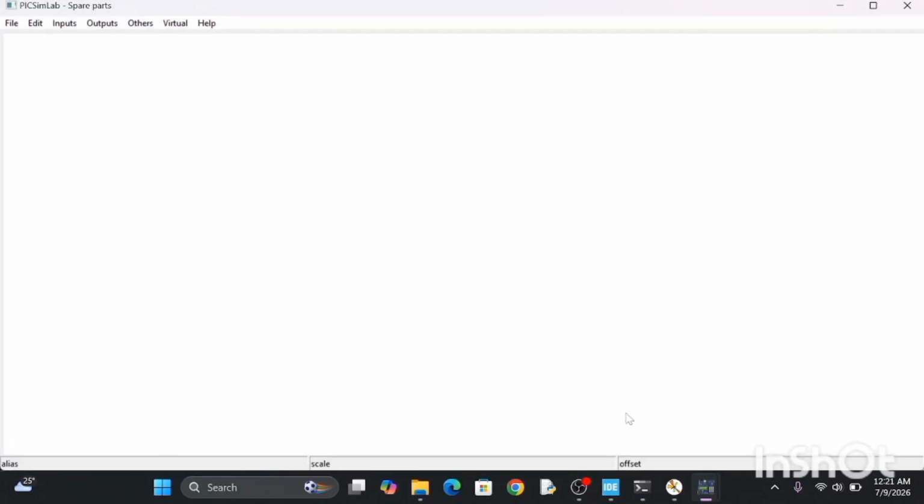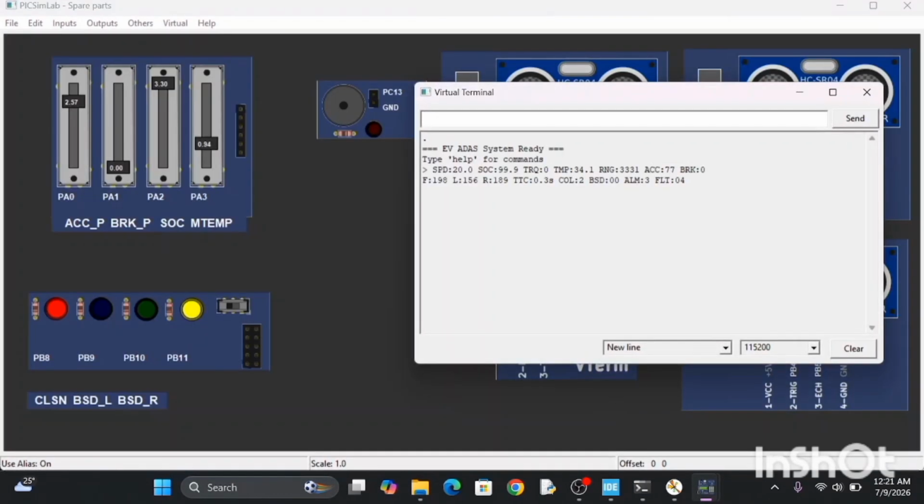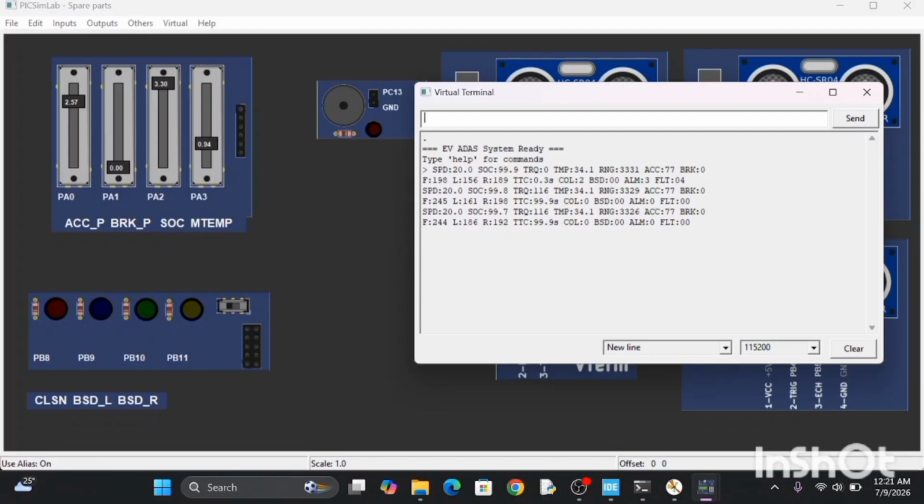So here is the serial window opening up. We are getting speed as 20, state of charge as 99 percent, torque 0, temperature 34.1, acceleration and brake values. We are not getting a fault as of now, as time to collision is 99.9 seconds and the distances are also greater than 3 centimeters, so no blind spot detected also.